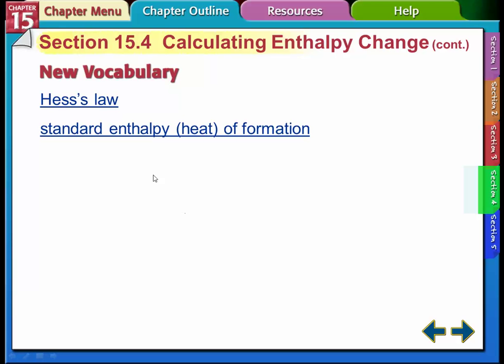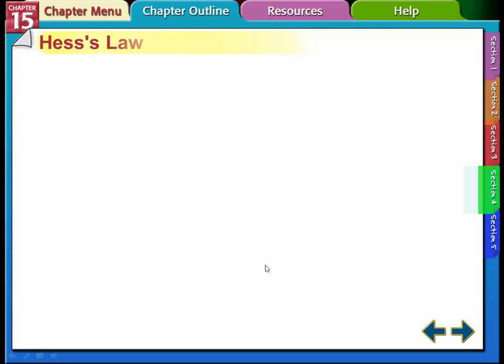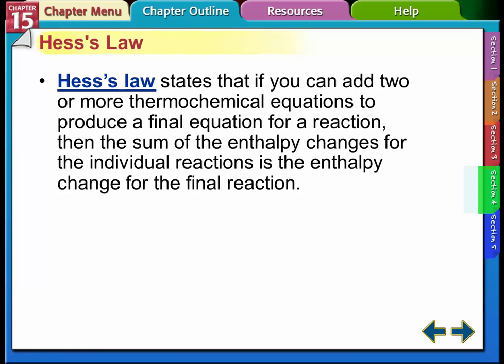Hess's law and standard enthalpy heat of formation is what we're going to study here. Enthalpy change for a reaction can be calculated using Hess's law. So we're going to figure out what Hess's law is and use that to calculate the change of enthalpy. Hess's law states that if you can add two or more thermochemical equations to produce a final equation for a reaction, then the sum of the enthalpy changes for the individual reactions is the enthalpy change for the final reaction.